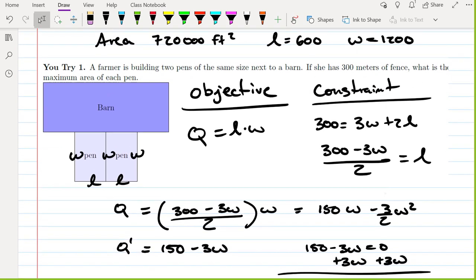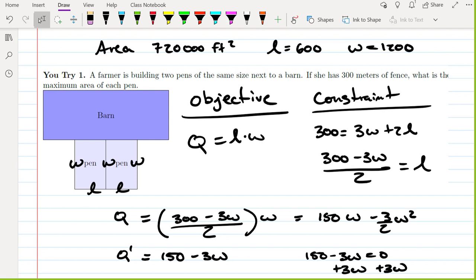3L times 2W. Okay, so for the objective function, remember the objective is what we were trying to find, and we wanted to find the maximum area. So our objective function had to be the area of a rectangle. Of the bar? Yeah, of the pens, right? Because that's what we were trying to find the area of. Oh, so you didn't consider them like two separate pens? Well, I did, because what's the area of one pen?